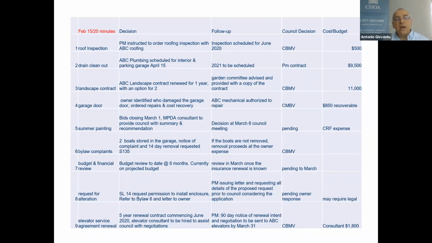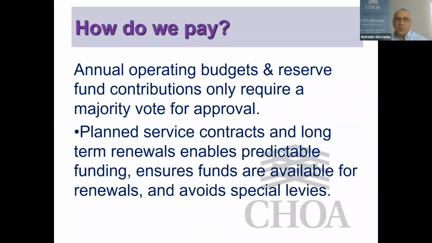Each one of these identifies issues that require a decision. If the council has made a decision, it's indicated, and if there's a cost associated with it, it's earmarked as well. Between this and the operations plan, it's a great way to track the business of the Strata Corporation. How do we pay? There's a question out of this that came up about depreciation reports last week. Annual operating budgets and reserve fund contributions only require a majority vote for approval.